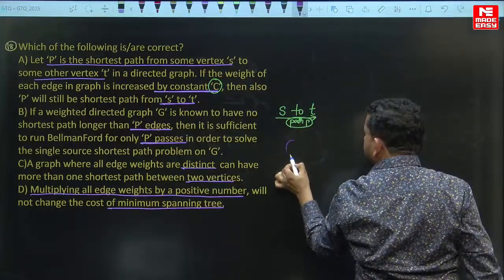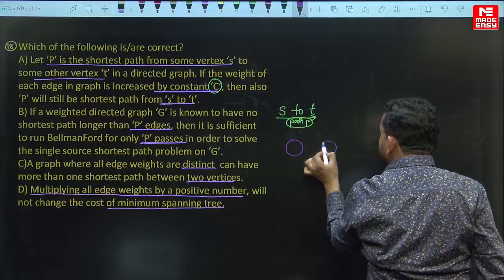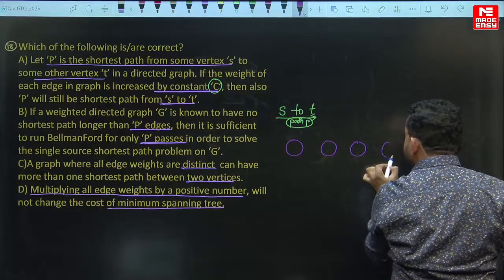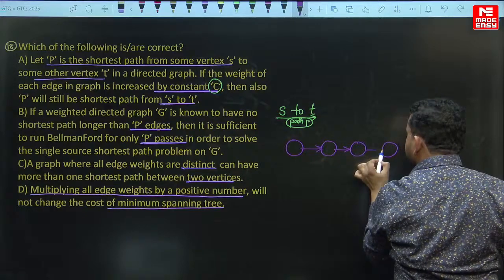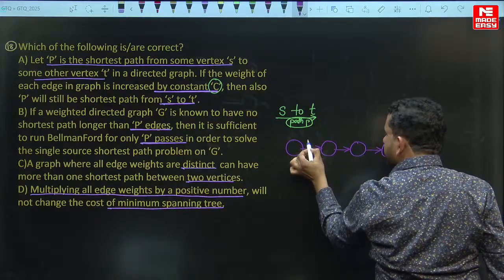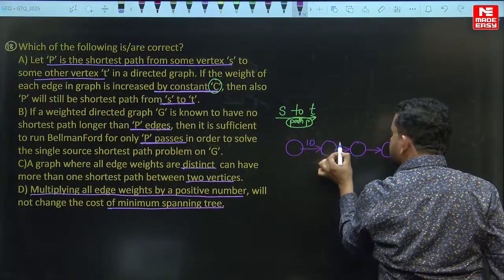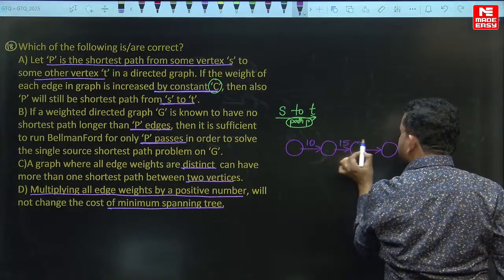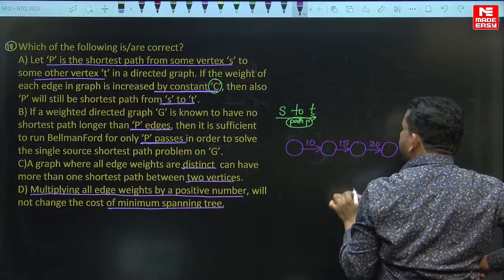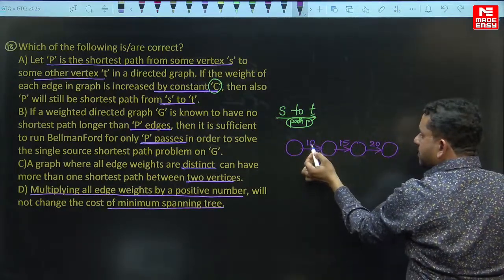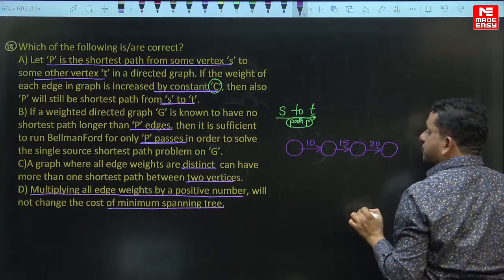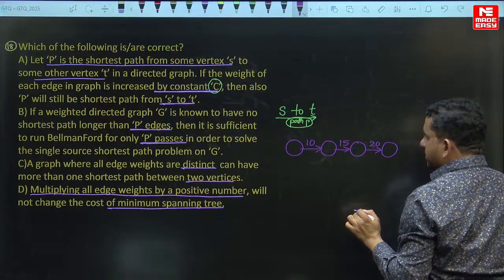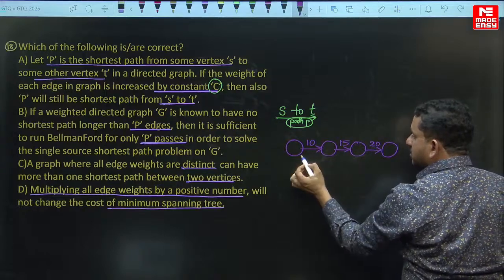For example, this is one graph, a directed graph, and let us say this edge is 10, this edge is 15 and this edge is 20. So how much does the path cost become? 25, and 25 plus 20 is 45, the path cost.